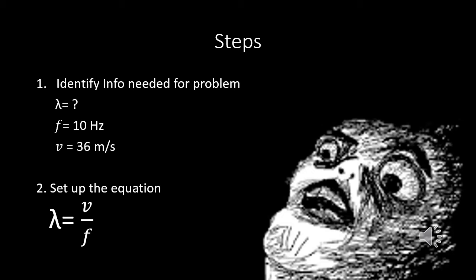So like always, I will be going over step by step on how to solve this particular problem. Step 1 is again to identify the info needed for the problem. Referring back to the problem, we know that the frequency is 10 hertz and the velocity is 36 meters per second, but what we don't know is lambda, which is denoted by this fancy looking upside down y. And then step 2 would be to set up the equation. So the equation would be lambda is equal to velocity over frequency.